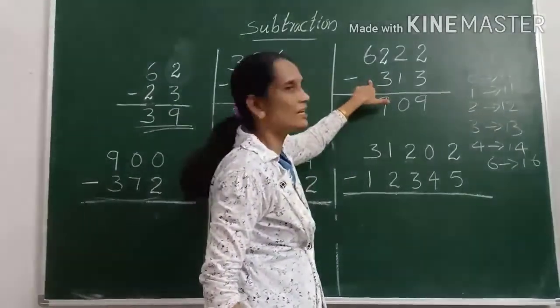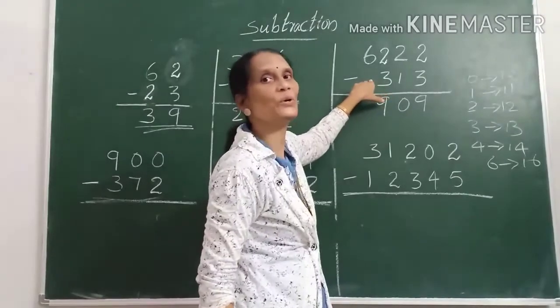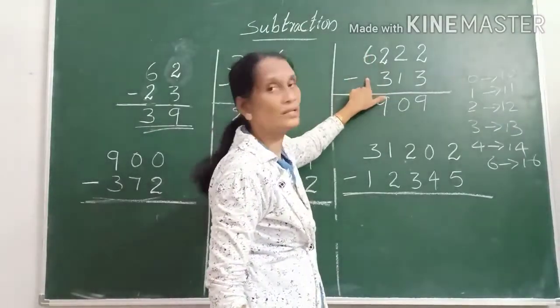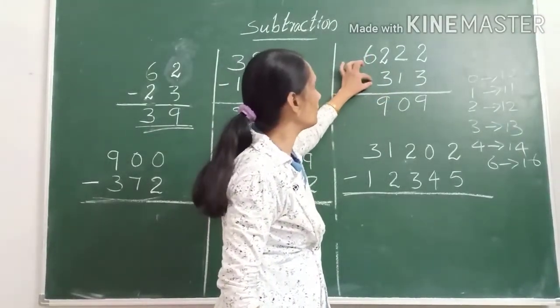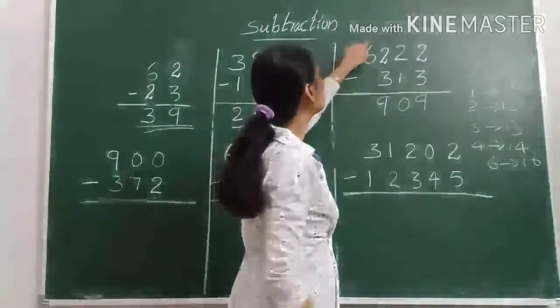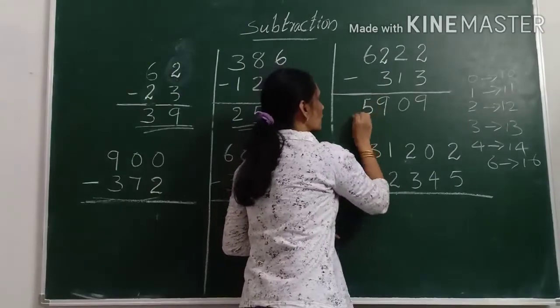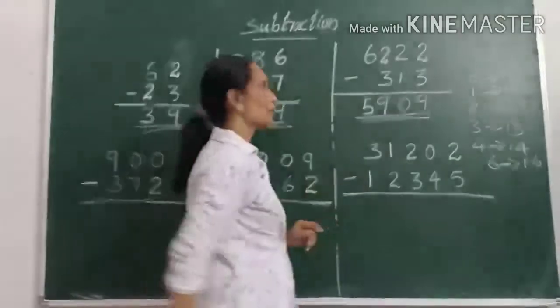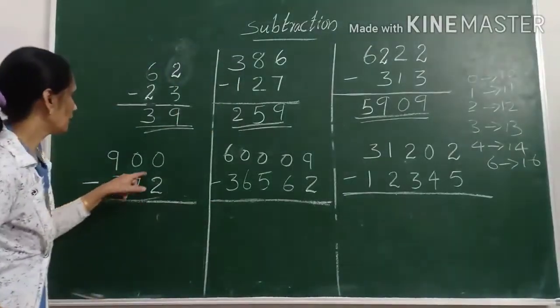Here no digit is there. No digit means that is 0. 0 plus 1 is 1 here. Now 1 will be here because from here that 1 come here. 1 plus 5 is equal to 6. Okay, move on to the next question.